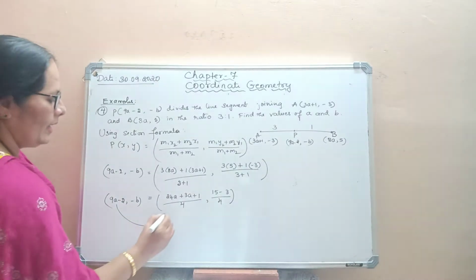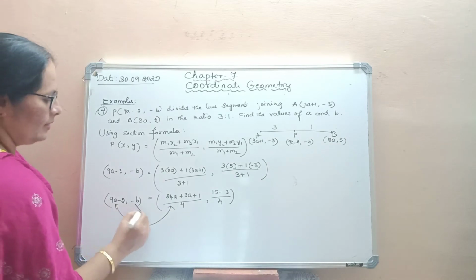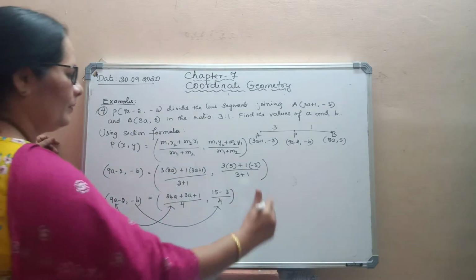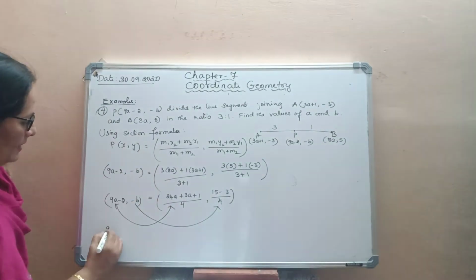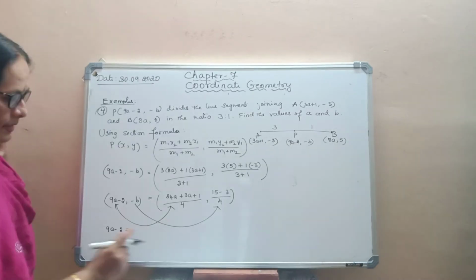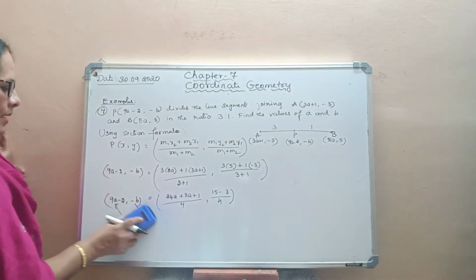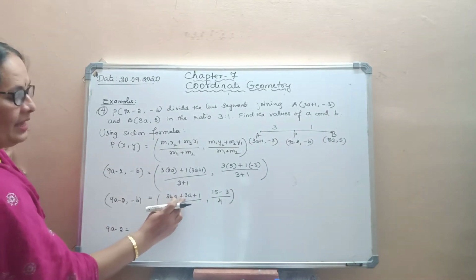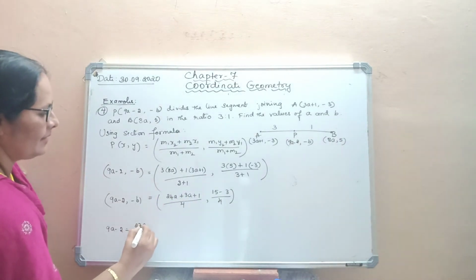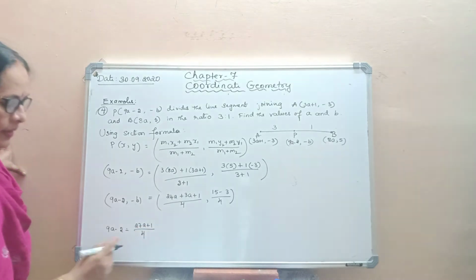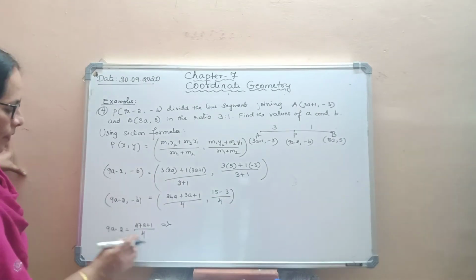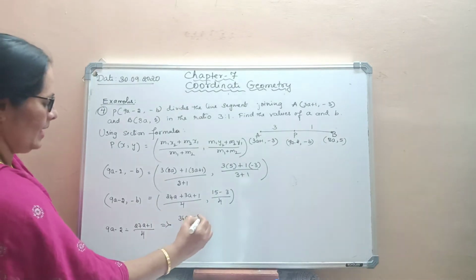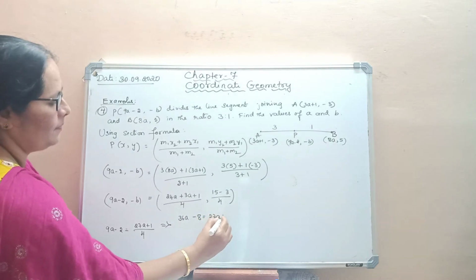So equate x coordinates together and then y coordinates. On equating x coordinates, we will get 9a minus 2 equals 24a plus 3a is 27a plus 1 by 4. Then cross multiply. 4 into 9a is 36a minus 4 2s are 8 equals 27a plus 1.